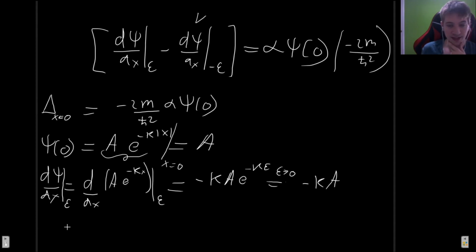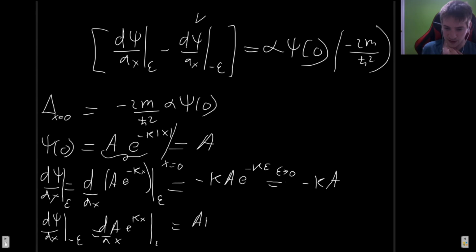And now if we do exactly the same thing, but for the other derivative, evaluated at minus epsilon, now we have to take this absolute value to be minus x. So we get a e to the kx evaluated at epsilon, and we have to take this derivative. This is going to be a times k times e to the k epsilon, and as epsilon goes to 0, this will just be a times k.